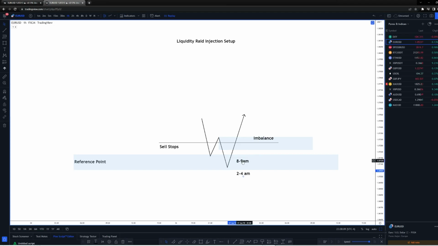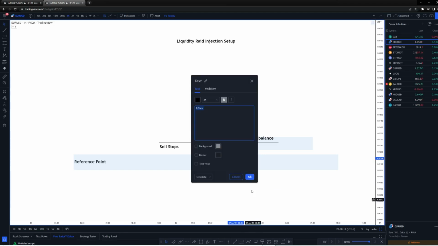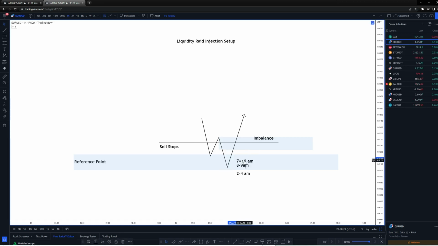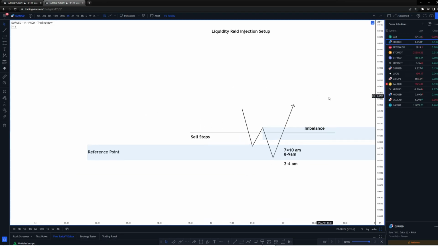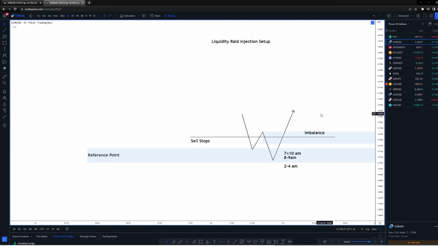Regardless, I'm going to put the full kill zone for the New York session, which would be 7 to 10 a.m. Eastern time. So ideally, you would want to get some type of setup like this during that exact time, as it will offer the best type of setup when it comes in during these times.